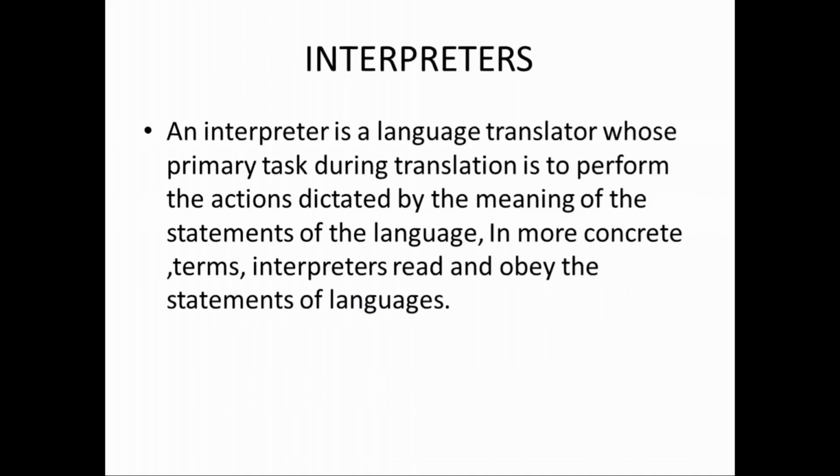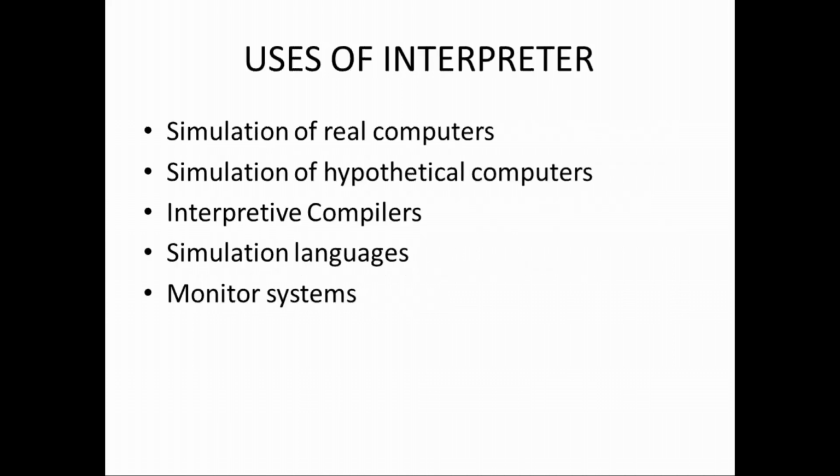We said an interpreter is a language translator whose primary task during translation is to perform the actions dictated by the meaning of the statements of the language. In more concrete terms, we say interpreters read and obey the statements of the language. So when the language is being written, basically what the interpreter does is to read and obey the statements of the language.